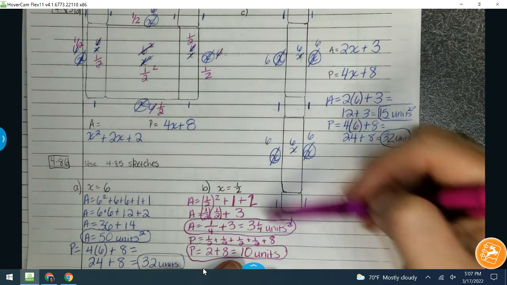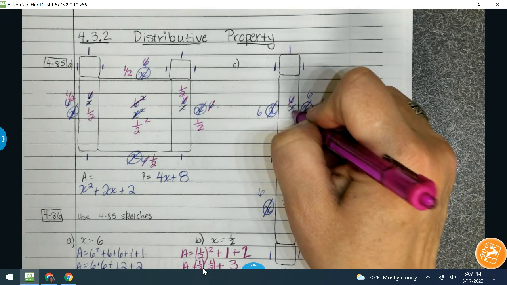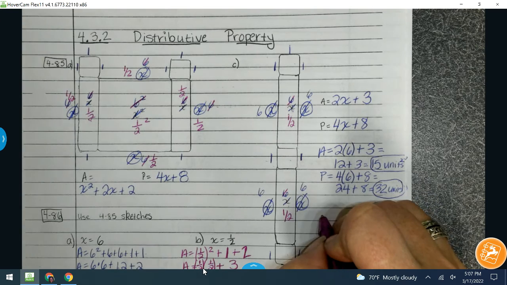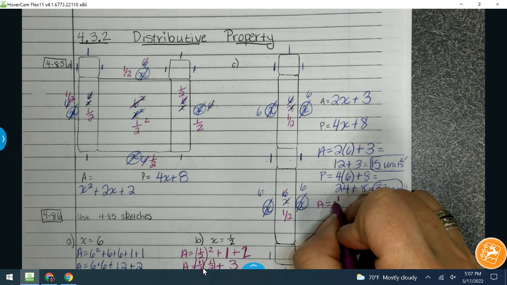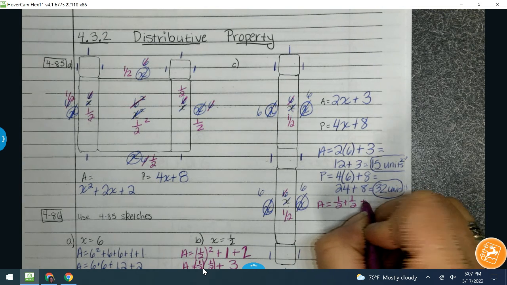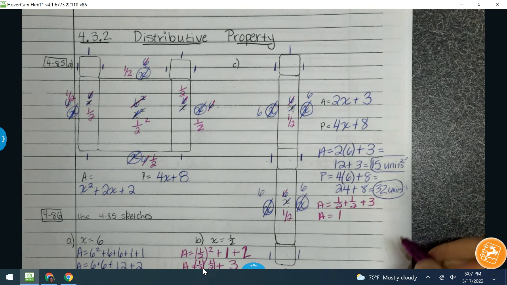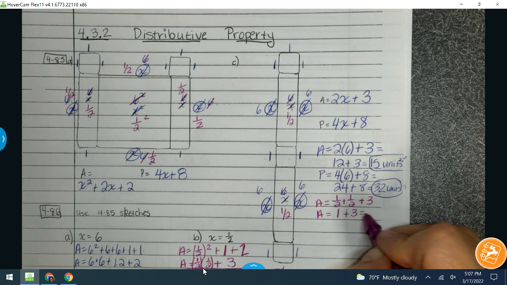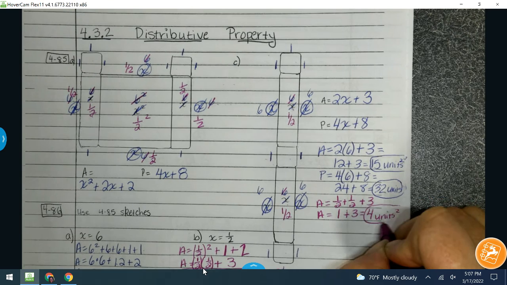Next, we're going to do the same thing with this shape right here. So starting with the area. This x now becomes 1/2. And this x right here now becomes 1/2. So my area when x is equal to 1/2 is 1/2 plus 1/2 plus 3 because I have my 3 unit tiles. Area is equal to 1/2 plus 1/2, we already know is 1. And then we have plus 3 is equal to 4 units squared. So we're talking about area.